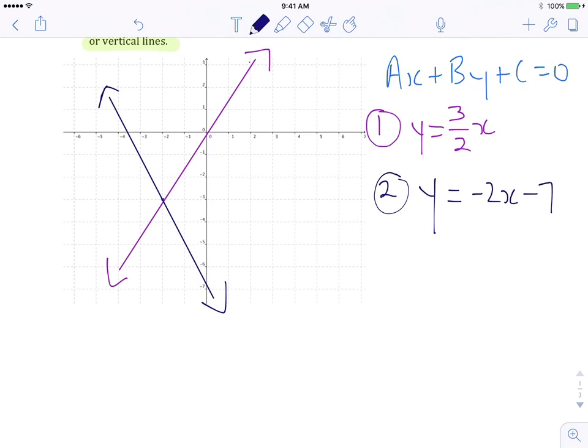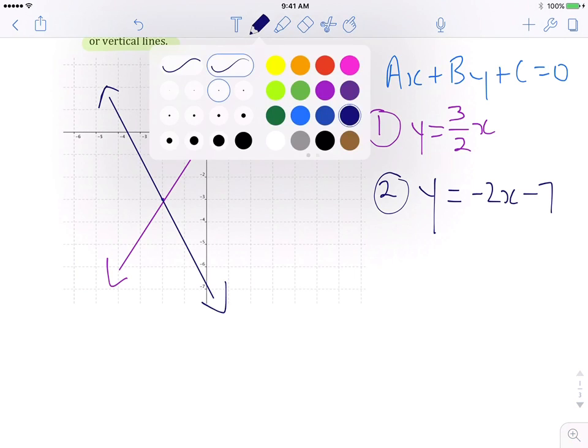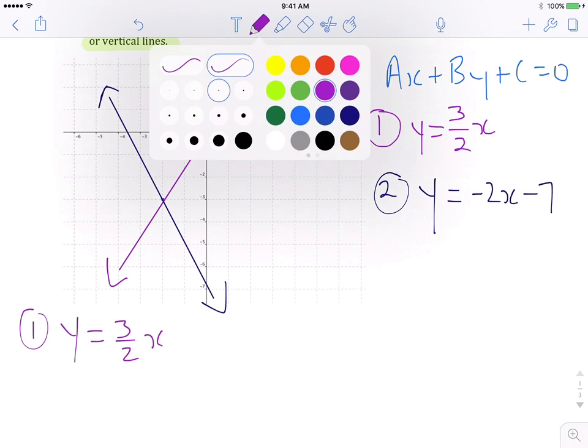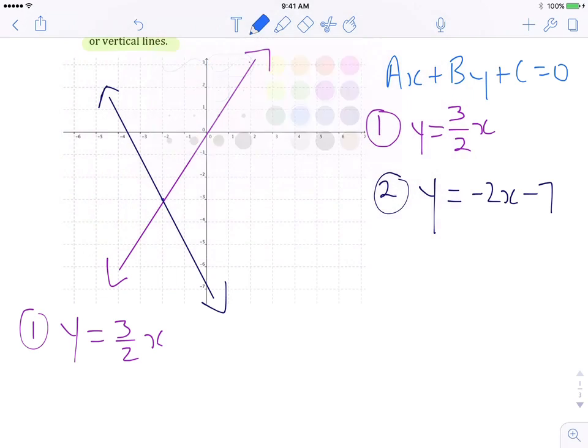Now, the second part of the question asks us to put this in standard form. So let's look at the first equation. I'll go back to purple here. The first equation is y equal 3 over 2x. Now, remember, when you're writing in standard form, we don't want to have fractions, and we also know that the a value cannot be negative. So we have 3 over 2x, and the a value is 3 over 2, or 1.5.